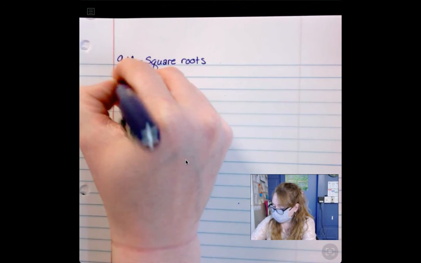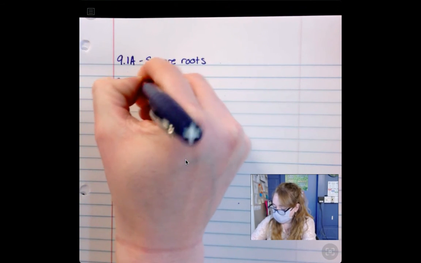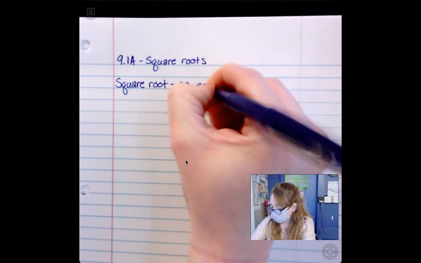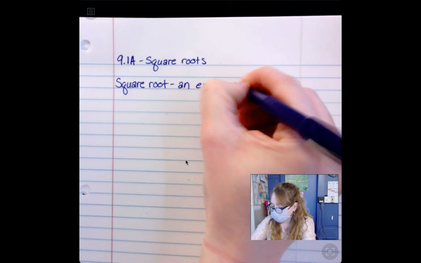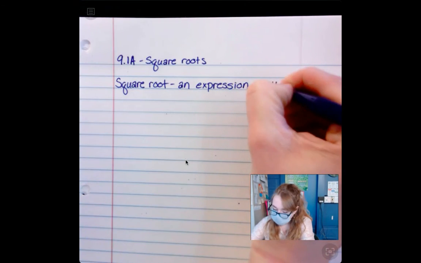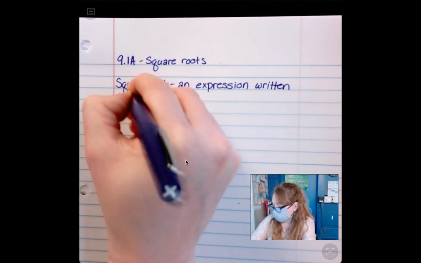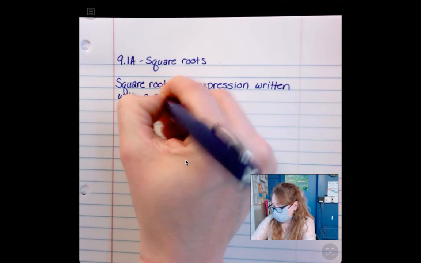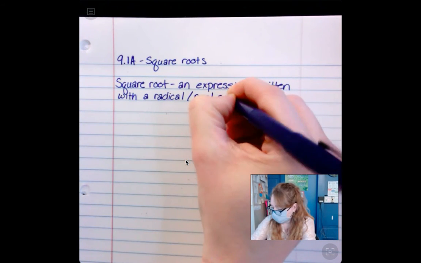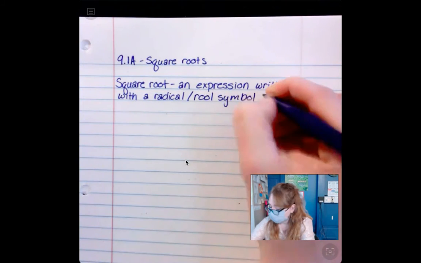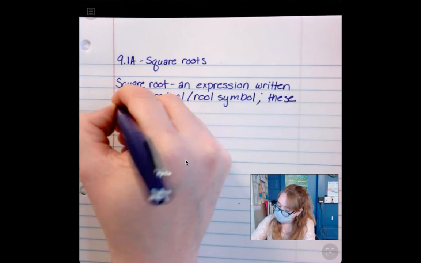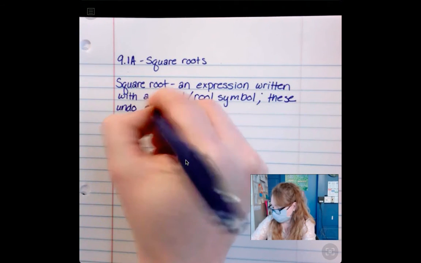All right, so let's define this first. A square root is an expression. Remember, that's an equation just without an equal sign, written with a radical or root symbol, which I will draw in just a second here. And just a side note that these undo exponents.